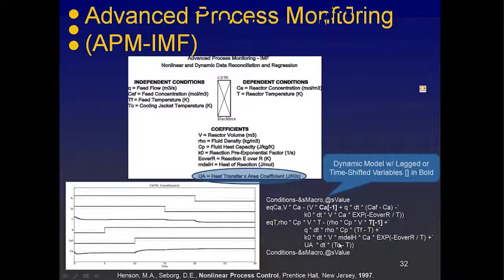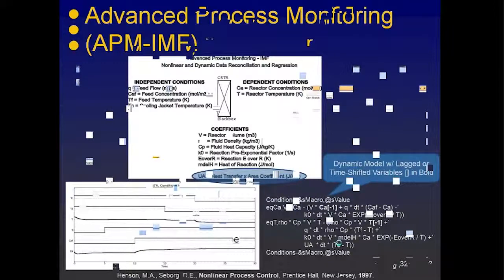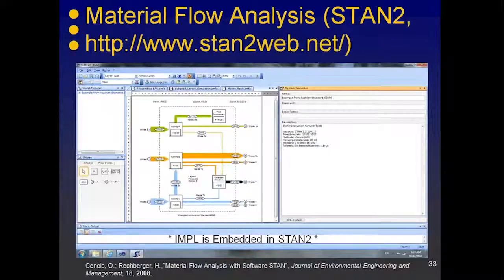And we have IMPL embedded in a civil engineering material flow analysis product called STAN, and you can download this for free, and you can use IMPL inside of there. So this is an example of an OEM'd or embedded product. I won't go into too much of the benefits.